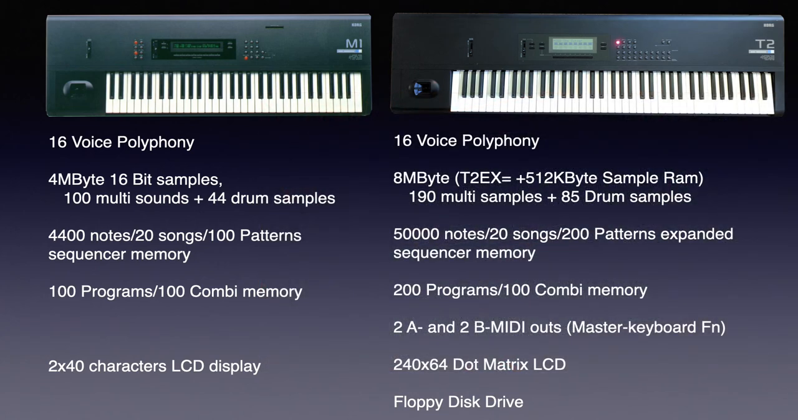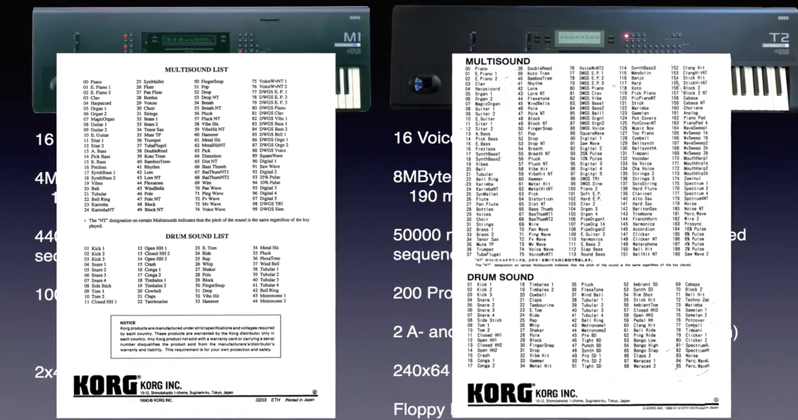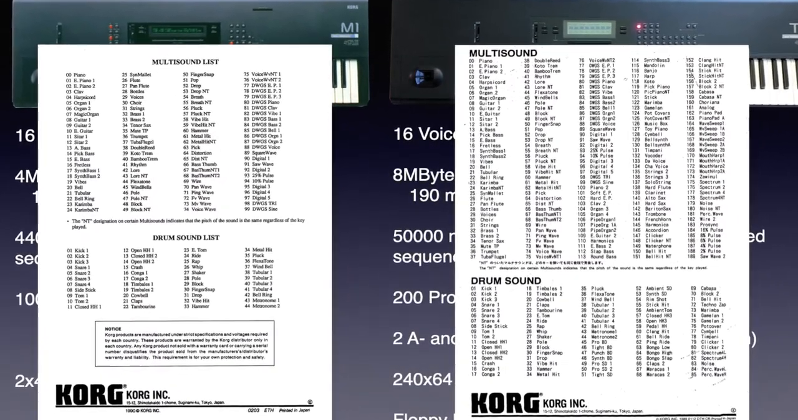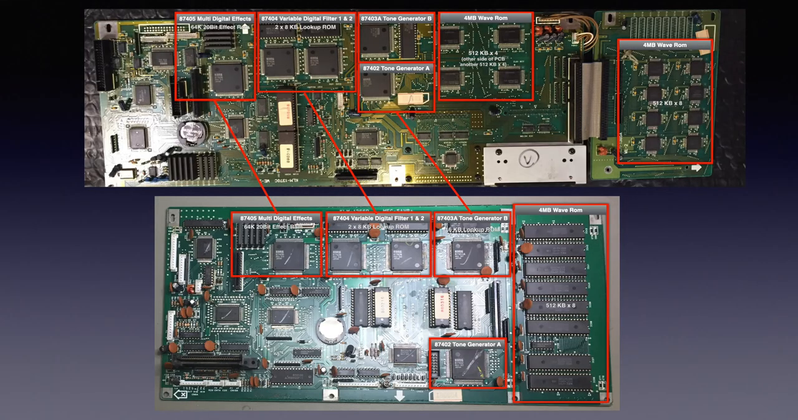Another big difference with the M1 is that the T-Series has doubled the amount of sample ROM and can even load samples in RAM if you have that option installed. That's the EX version. The sound generation of the M1 and T-Series are exactly the same.